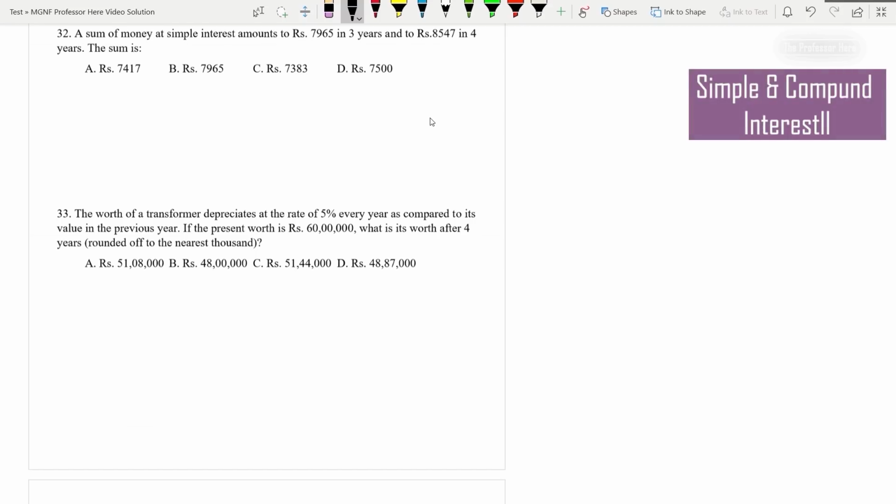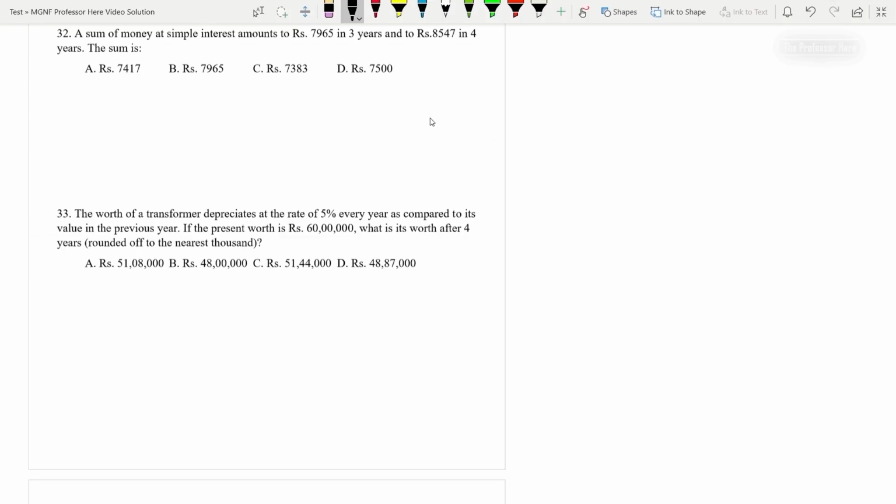Question number 32. A sum of money at simple interest amounts to ₹7965 in 3 years and to ₹8547 in 4 years. The sum is? So the amount in 3 years is 7965 and the amount in 4 years is 8547. To find the simple interest, we subtract 7965 from 8547. We get 582. So 582 is the interest, and since it is simple interest, every year the interest is the same.